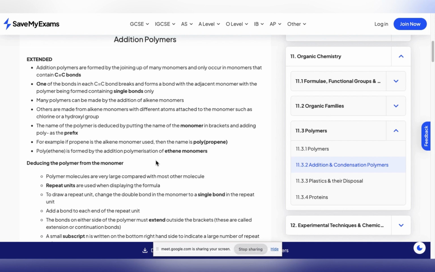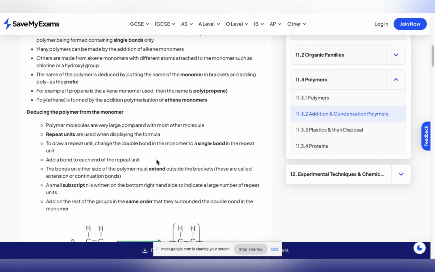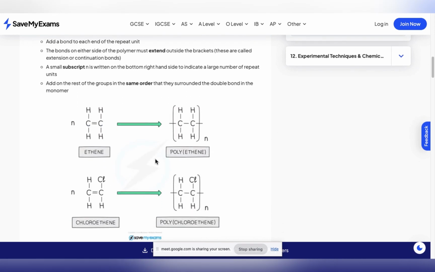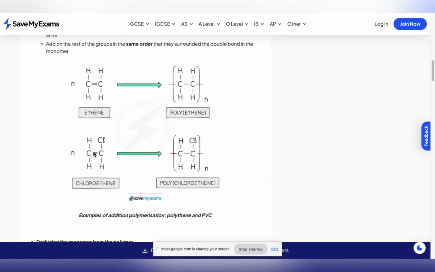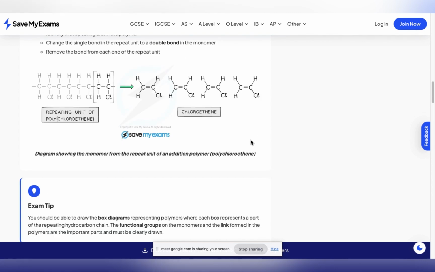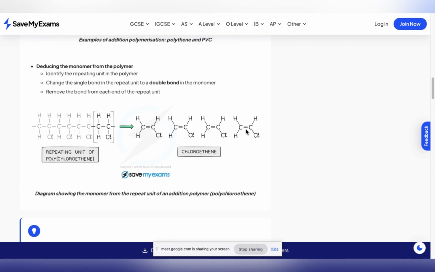Now, for addition polymerization, it's just the monomer added onto itself, like we have explained. The carbon to carbon double bond, with heat and pressure, will break and add onto itself and form a giant macromolecule. Similarly, if you take chloroethene, it will form a giant macromolecule called polychloroethene, which is PVC, polyvinyl chloride. So that's for addition polymerization.